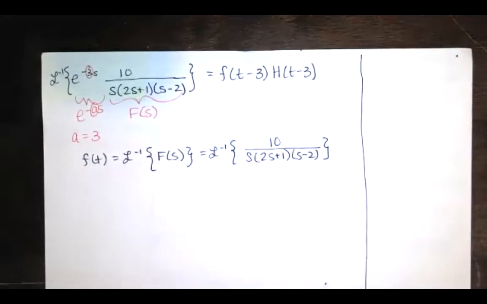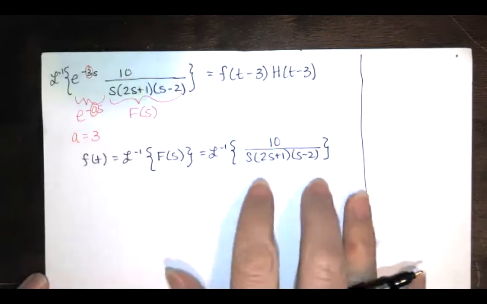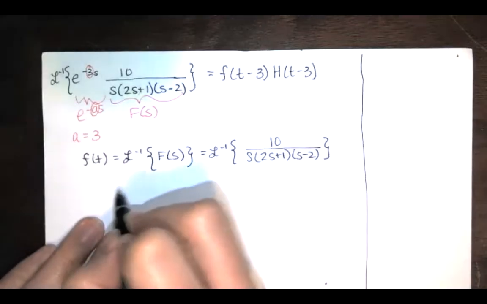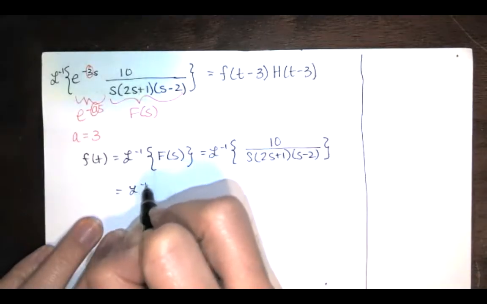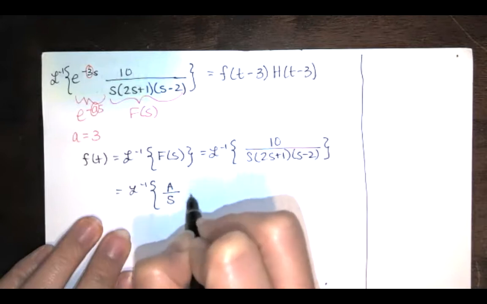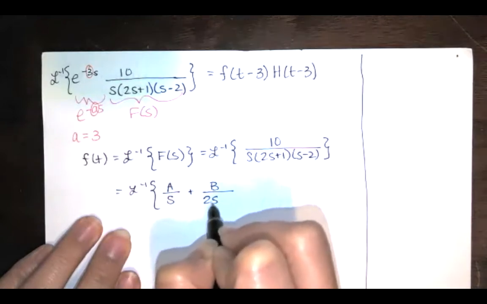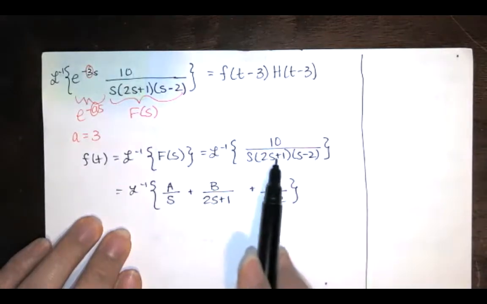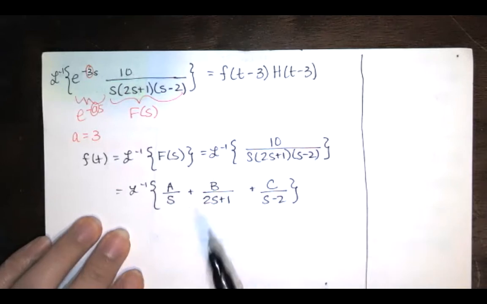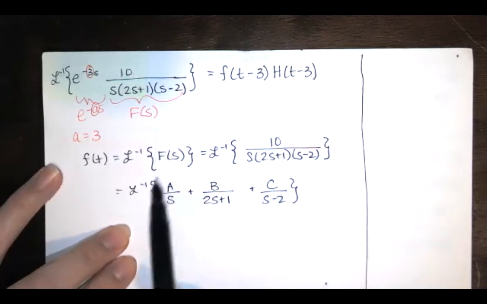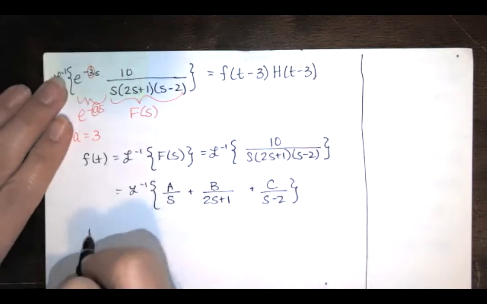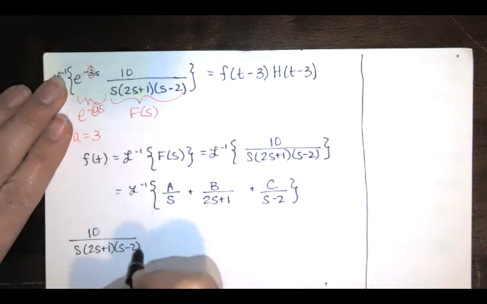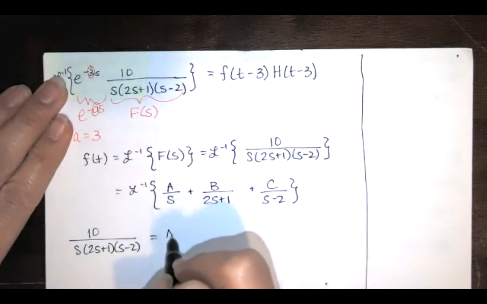Well, I don't have a rule for that, but I can rewrite that as a sum of expressions that I do have rules for using partial fraction decomposition. So I know that that expression can be written as a constant over s plus a constant over 2s plus 1 plus a constant over s minus 2. And that's because each of these factors are linear and they're non-repeated. So I just need to find the values of a, b, and c that cause this expression to equal this expression. So we're writing the correct form of the partial fraction decomposition.